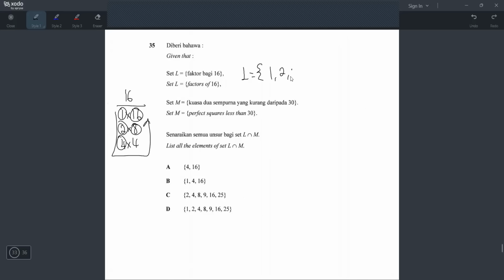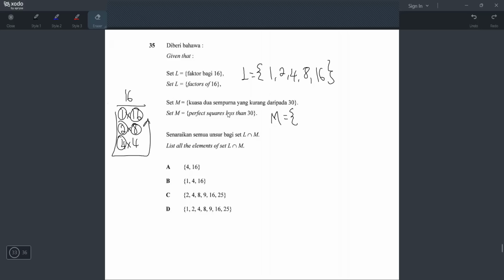These are all factors of 16. It means these are all numbers yang 16 boleh bahagi. Okay, next one is set M, perfect square less than 30. Oh, by the way, if the soalan got give you universal set, you have to make sure all the elements you write here kena ada dalam universal baru boleh tulis. Kalau tak ada dalam universal, tak boleh tulis. But since this question, they never give you universal, you will just write all the factors of 16. Okay, but if got universal set, you have to check whether these numbers ada tak dalam universal. Kalau tak ada, tak boleh tulis.